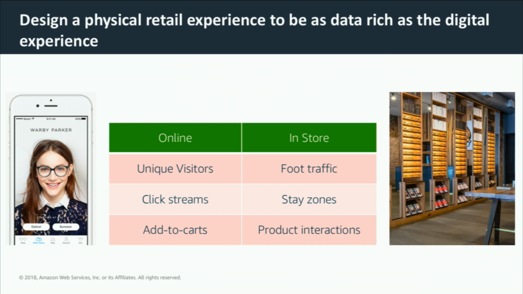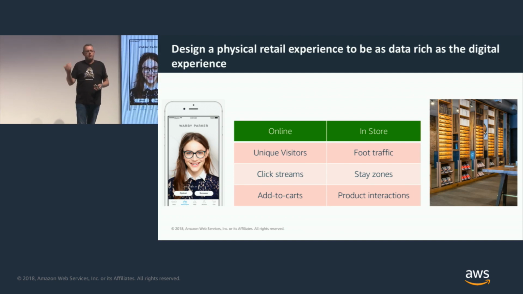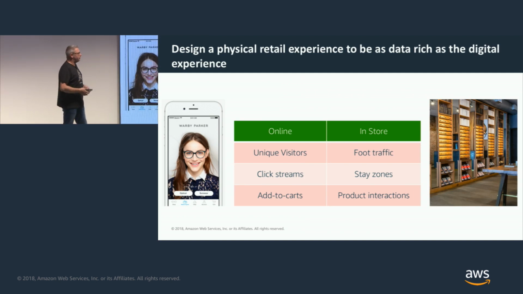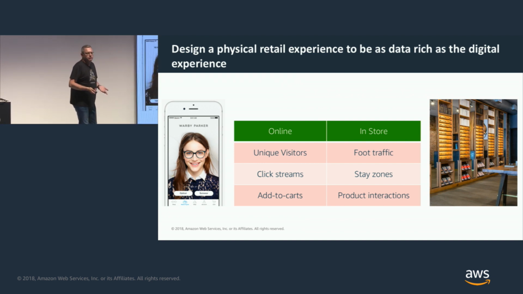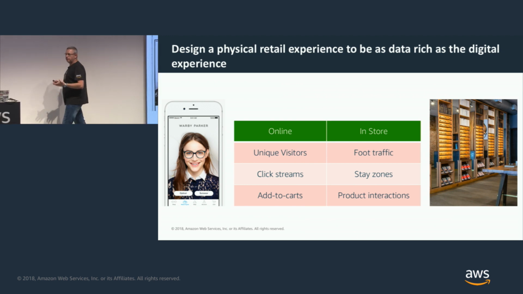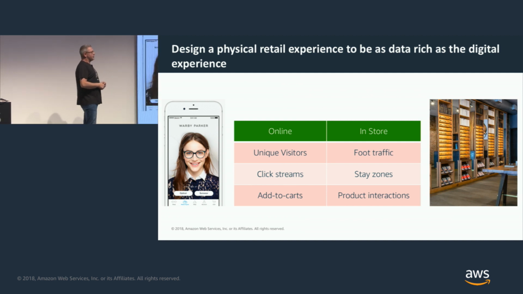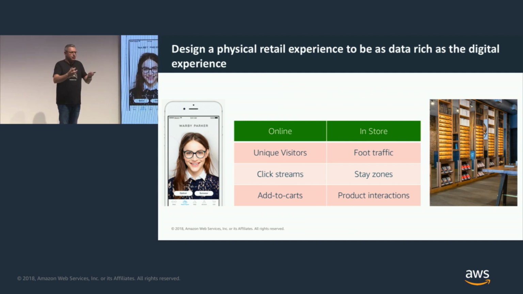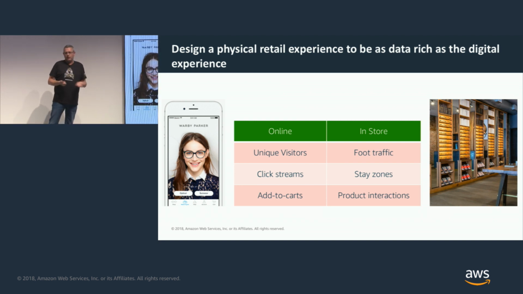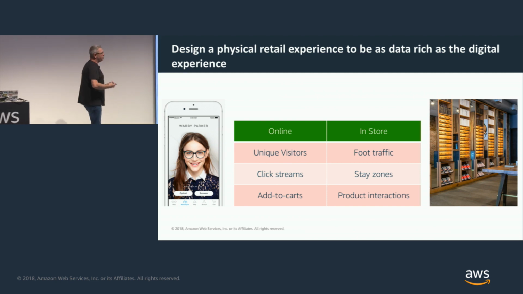And they wanted to take the things that we are really used to in online, like unique visitors. Super simple, right? Each one of us running a website knows how many unique visitors he had during the last 24 hours. What about physical stores? How do I get foot traffic? How many people got into my store in a physical location? Clickstream is the correlation to stay zones, where people stand and actually took a physical product and tried it. Or add to cart, something that we know to count very, very easily. It's product interactions. It's like deciding which product should I take.